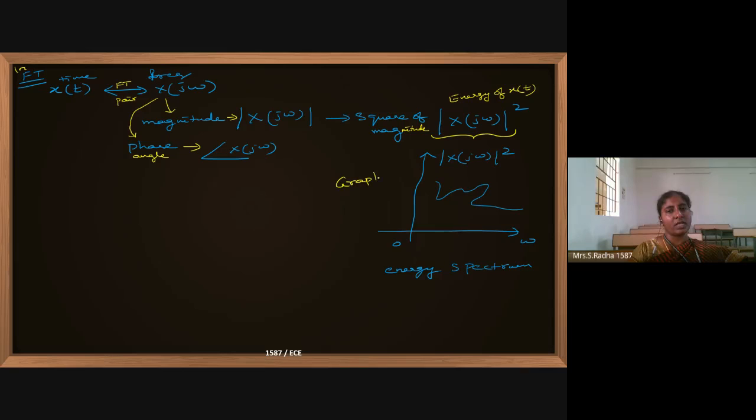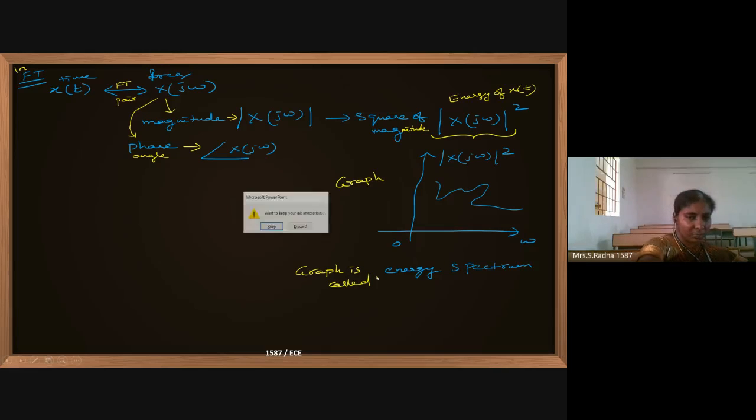If you draw a graph with the y-axis as this energy and the x-axis as omega, that is called the energy spectrum. The graph is called the energy spectrum. This is also one of the important concepts that you have to remember.